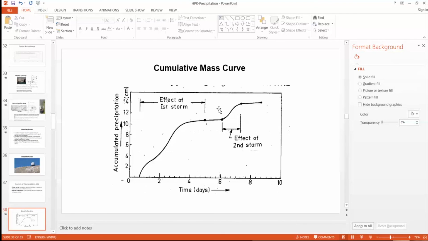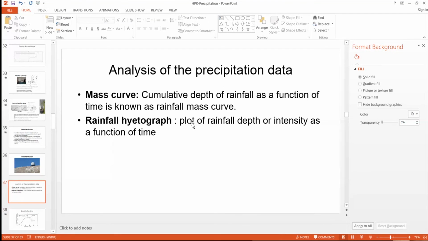The application of this cumulative mass curve is that we can find the intensity at any point, by drawing a tangent at any point on this curve and measuring its slope. The slope of the tangent gives the intensity of rainfall. Then the rainfall hyetograph shows rainfall depth or rainfall intensity as a function of time.